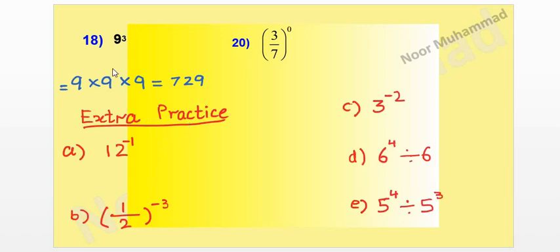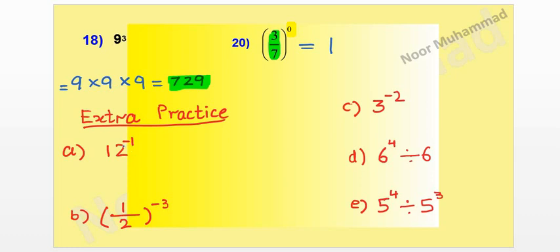So here is the answer for question number 18. When you multiply these 9s together, it becomes 729. So this is the answer. What about this one? I think it's very simple, no need even to solve it, because whatever the base is, whether it's a fraction, a whole number, a small number, or a large number, you don't have to look at the base. Only look at the exponent. The exponent is 0, that's why, or you can say the power is 0, no need to solve it directly. You can say your answer will be 1.